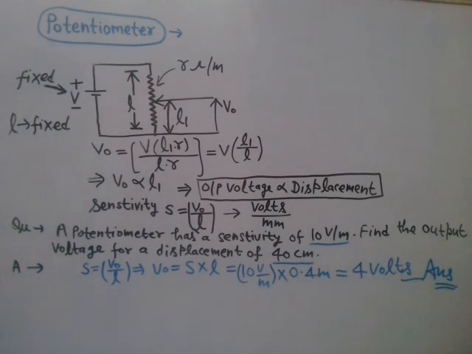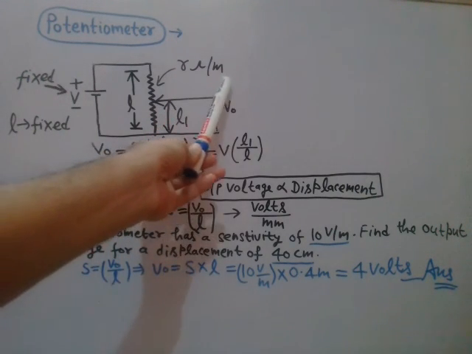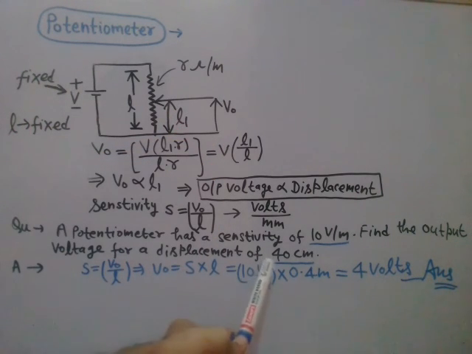Like this you can solve your questions on potentiometer. The ohmic value of this resistance can be given in r ohms per meter or r ohms per millimeter. Displacement can be given in centimeters, meters or millimeters. So whatever is given, according to the units you will have to take care while solving the numerical.